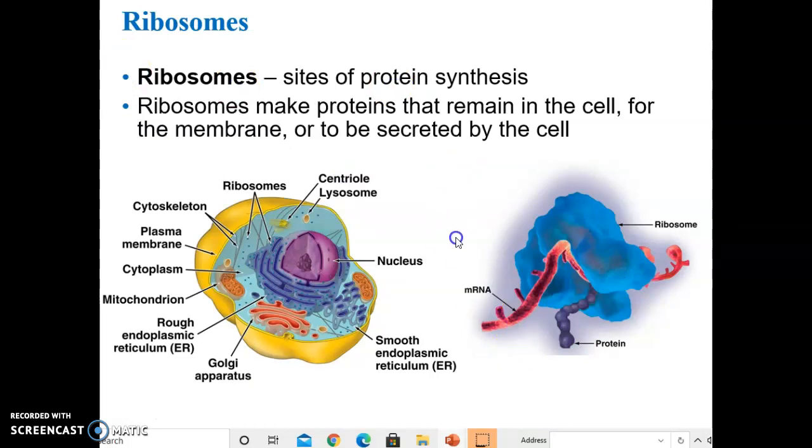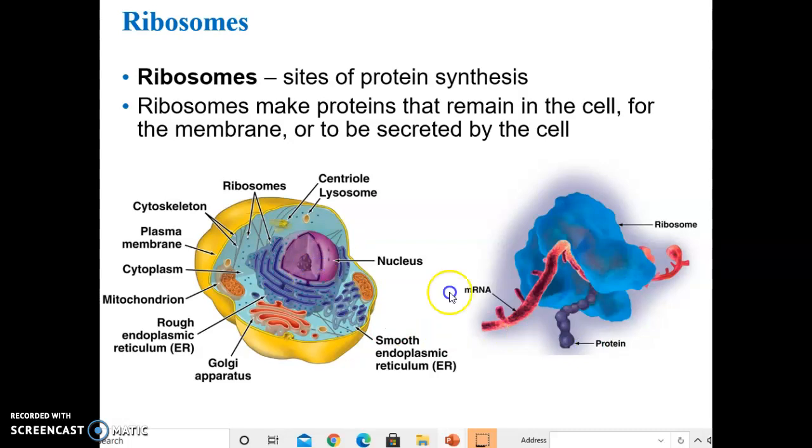So the ribosomes make the physical proteins that remain in the cell, or proteins that are going to be part of the plasma membranes, or proteins that are going to be secreted outside of the cell. Okay? So it just depends on what specific protein is going to be made. And the way the ribosome makes the protein is it gets attached to the copy of the gene. Remember, within the nucleus is the genetic material, the DNA, and specific regions of the DNA, genes, are the information for a particular protein. Well, that gene gets copied.